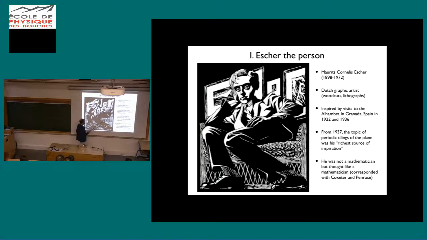He was inspired by visits to the Alhambra in Granada, Spain in 1922 and 1936. Based on those visits, from 1937 onward, the topic of periodic tilings of the plane, which he basically saw when he was in Granada, became his richest source of inspiration. He was not a mathematician. He actually failed high school math, I think. But he thought like a mathematician. He was very systematic in what he did. He corresponded with some mathematicians over the years, with Pólya, Coxeter, who was a mathematician, crystallographer, and Roger Penrose, whom I'm sure most of you have heard of in the context of relativity.